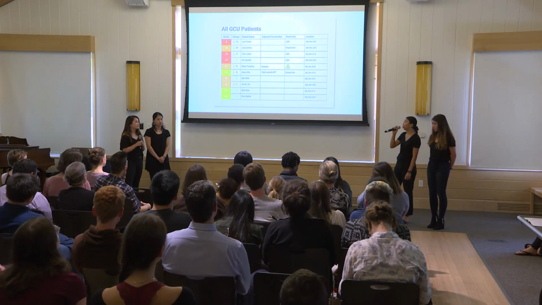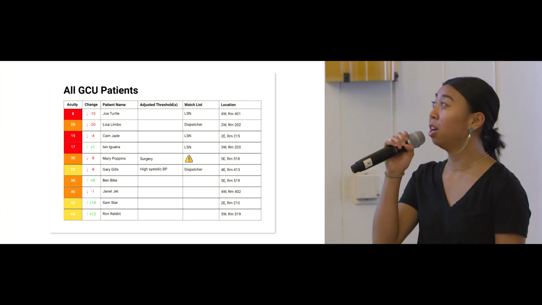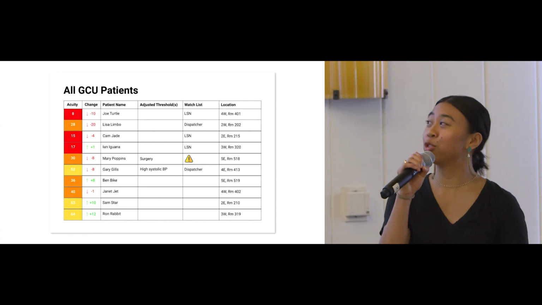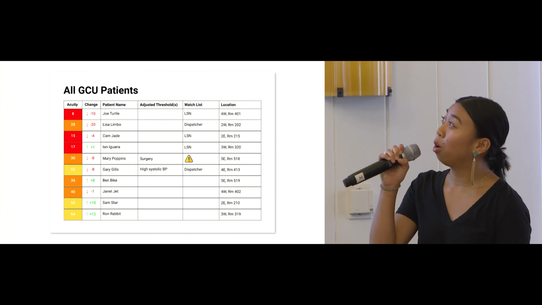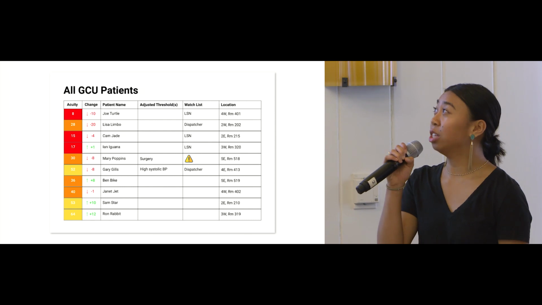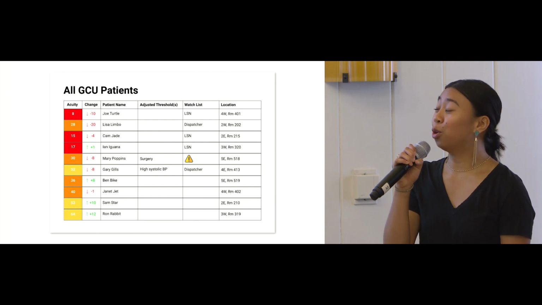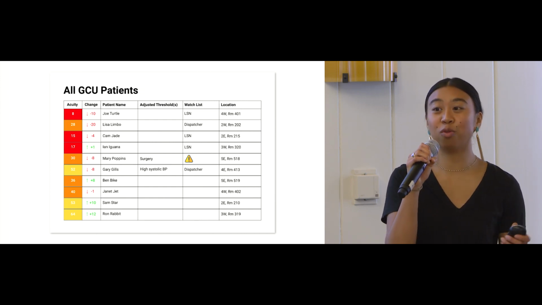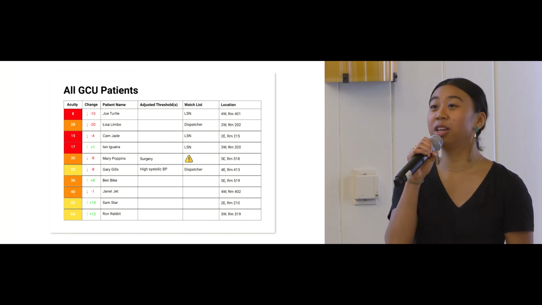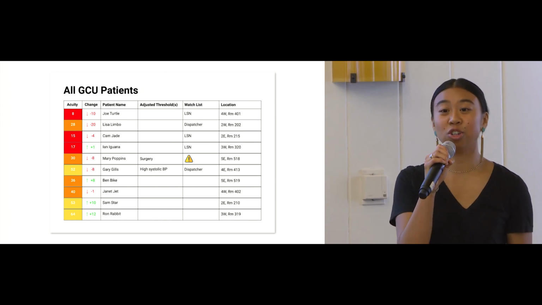So now diving into our interfaces, this is the screen that the dispatcher would look at the beginning of their shift. This is a high-level view of all the patients in the GCU. And as you can see on the left side of this table, the patients are organized by their acuity score as well as the change in their score. So patients that are red are the most severe, then followed by orange, and then yellow. So as a result, there can be some oranges that are prioritized over some reds because of a greater negative change. This triangular alert icon indicates a concerning patient who is currently not on an LSN list, which then informs the dispatcher to further investigate.